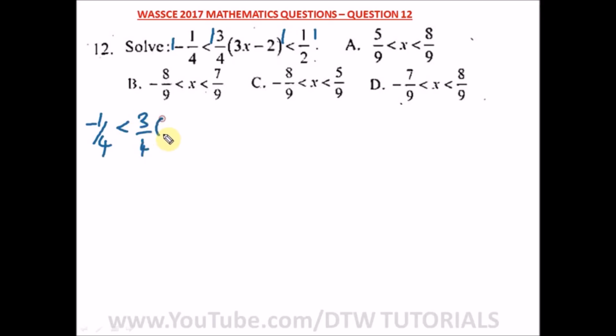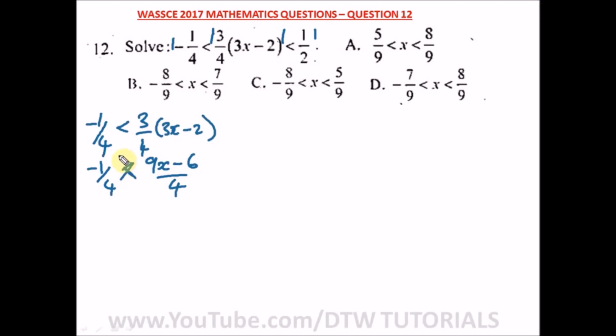3 over 4 bracket 3x minus 2. Okay, so let's do this. Here we can open this bracket. So we have minus 1 over 4 less than 3 times 3x. That will give us 9x minus what? 6. 3 times 2 is what? 6 divided by 4.